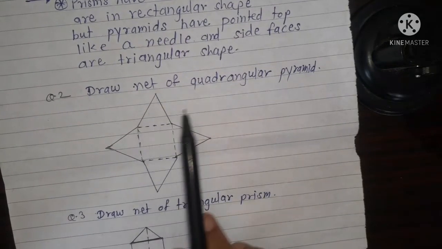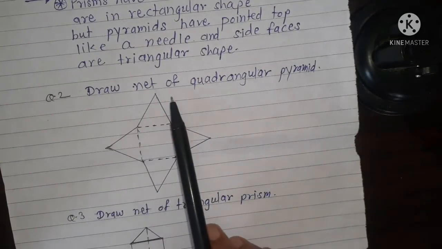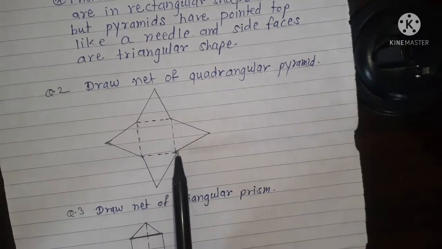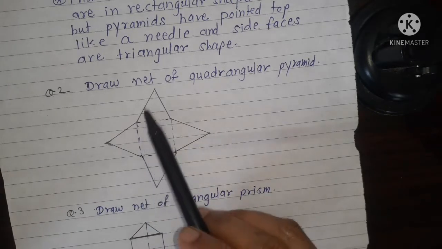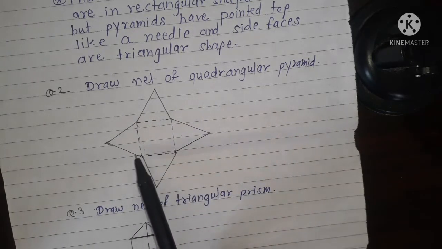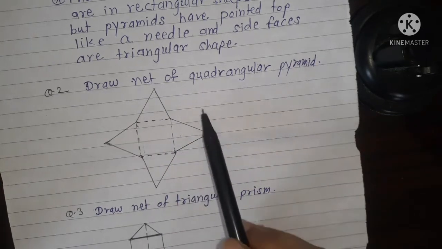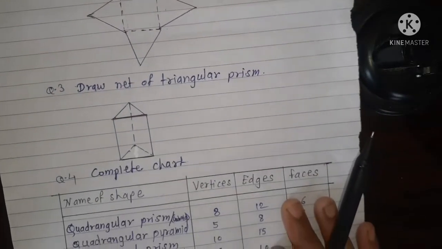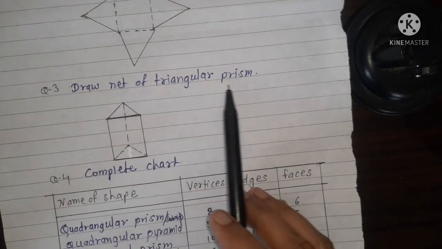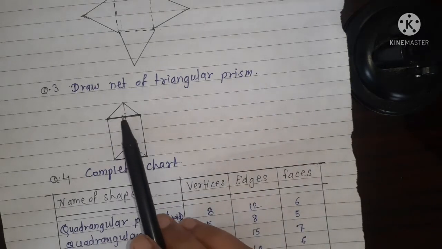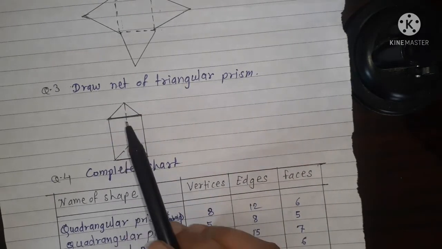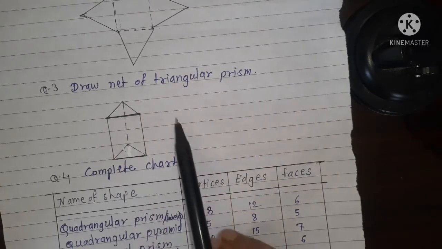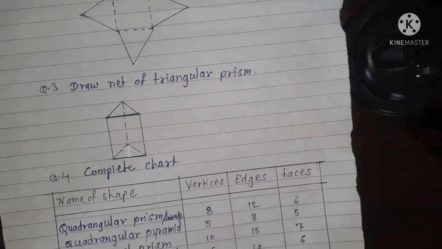Question 2. Draw net of quadrangular pyramid. Quadrangular pyramid means the base is a quadrilateral and the side faces, standing faces, are in triangular shape. So I can draw here a net of a quadrangular pyramid. Question 3. Draw net of triangular prism. A triangular prism has a base and upper shape that is triangular and side faces in rectangular shape. So I can draw here a net of a triangular prism.